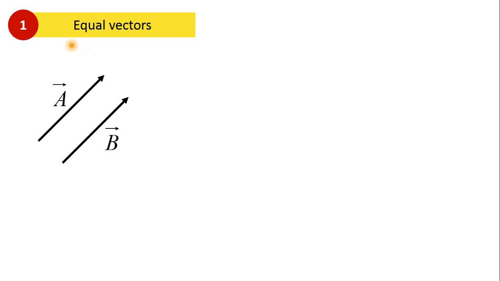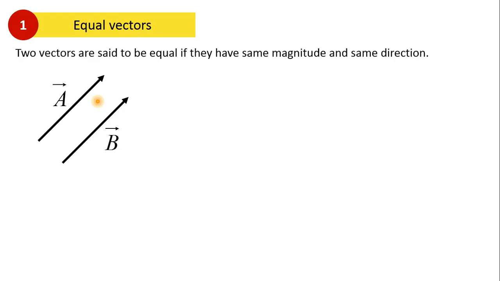First one. What are equal vectors? As you can see in the figure, two vectors are drawn. Are they equal? Under what condition are they said to be equal? The definition says two vectors are said to be equal if they have the same magnitude and the same direction. Look at the figure. These two vectors are drawn with the same length, so definitely they have the same magnitude. Also it is clear from the picture that both have the same direction. Thus we can say vector A is equal to vector B.